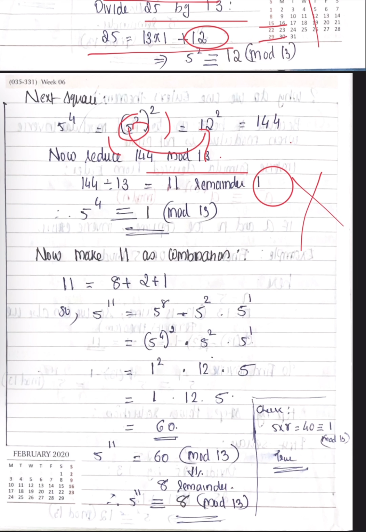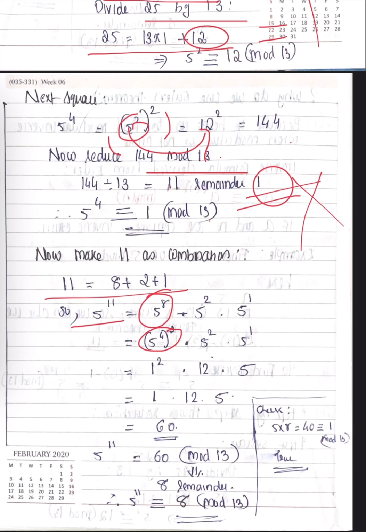Now make 11 as a combination. So the decomposition of 11 is equal to 8 plus 2 plus 1. In case of the power term, 5 raised to 11 equals 5 raised to 8 into 5 square into 5 raised to 1. So 5 raised to 8 can be decomposed into 5 raised to 4 the whole square into 5 square into 5 raised to 1. 5 raised to 4 the whole square, the remainder becomes 1.